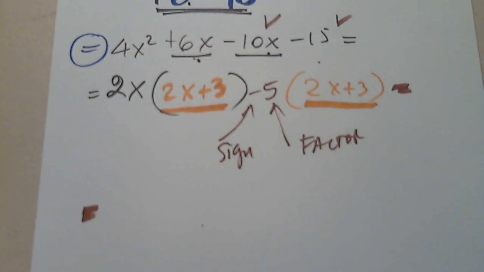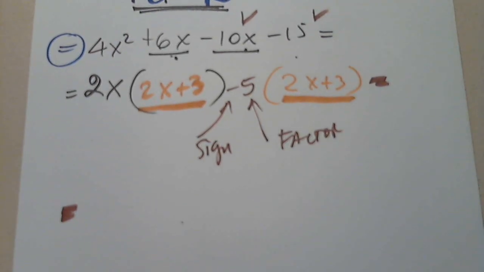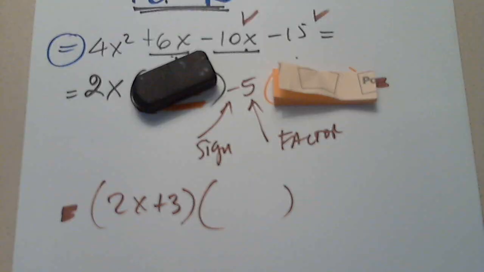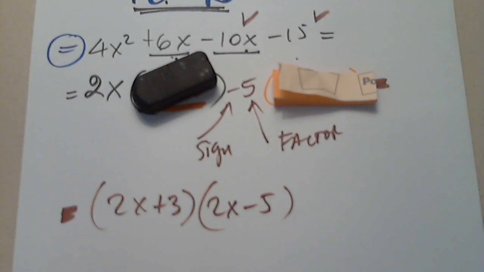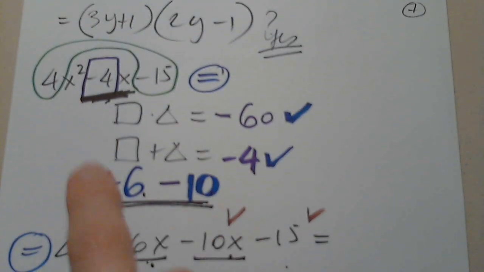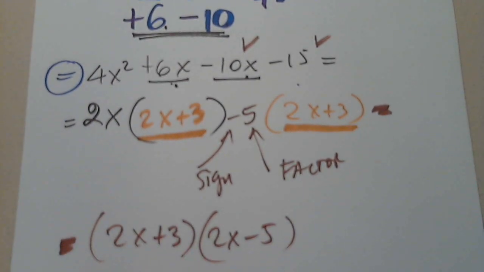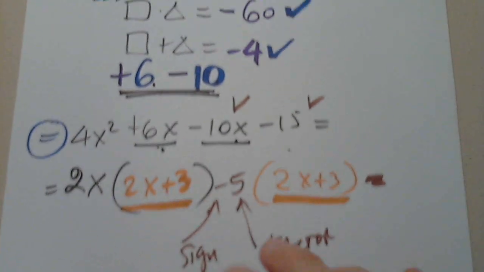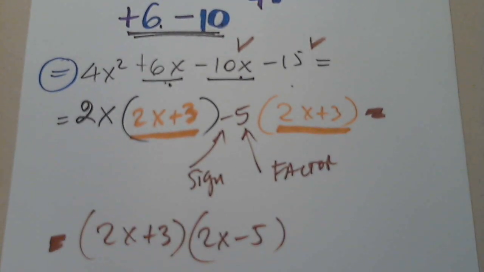By simply looking at these two terms, you will say the common factor is 2x plus 3. So this is out. What is left in parentheses? 2x minus 5. Very good. Awesome. I'm checking now. 2x squared times 2x, 2x times 2x, yes. Negative 10x plus 6x, yes. Positive 3 times negative 5, yes. And this is the factor form.